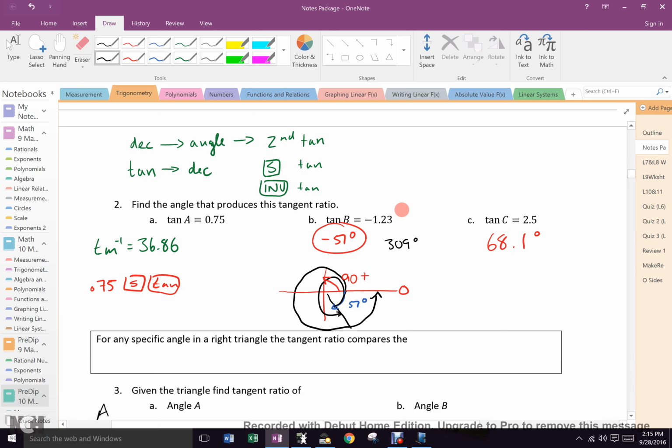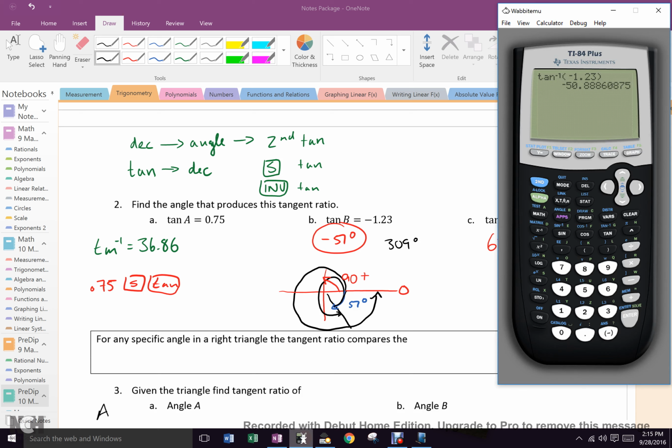Scarlett. Tan of 309. Negative 1.23. Try it again. When you do tan of negative 51 or tan of negative 1.23, yours went right to 309? Forgot to put shift tan?